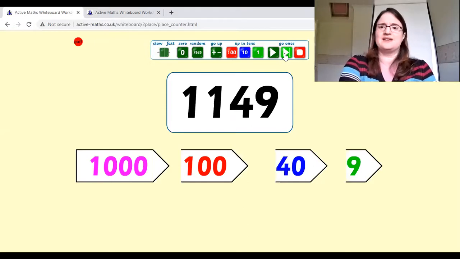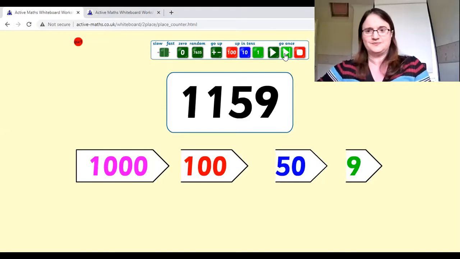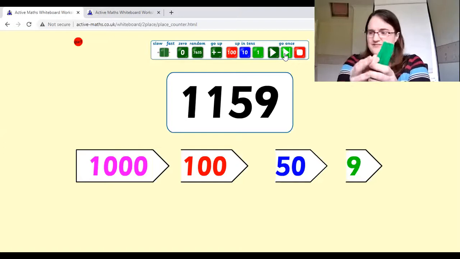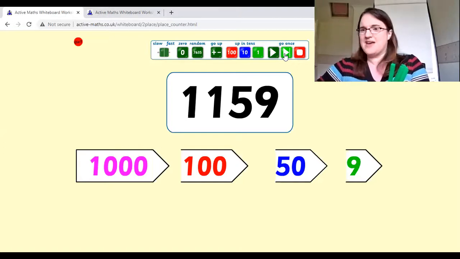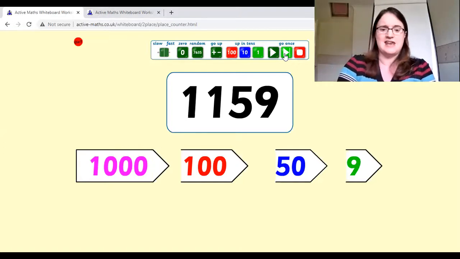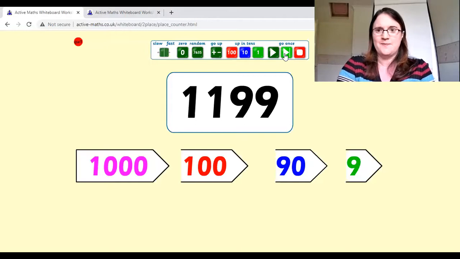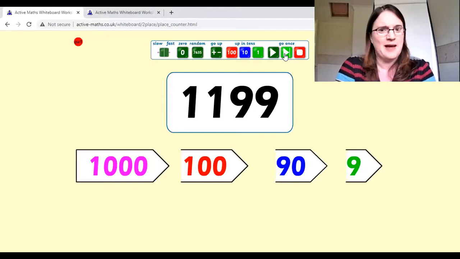And we keep going, we get 1,149 and we get 1,159. And we keep on adding 10. Again, 1,169, 1,179, 1,189, 1,199. Now it changes a little bit.